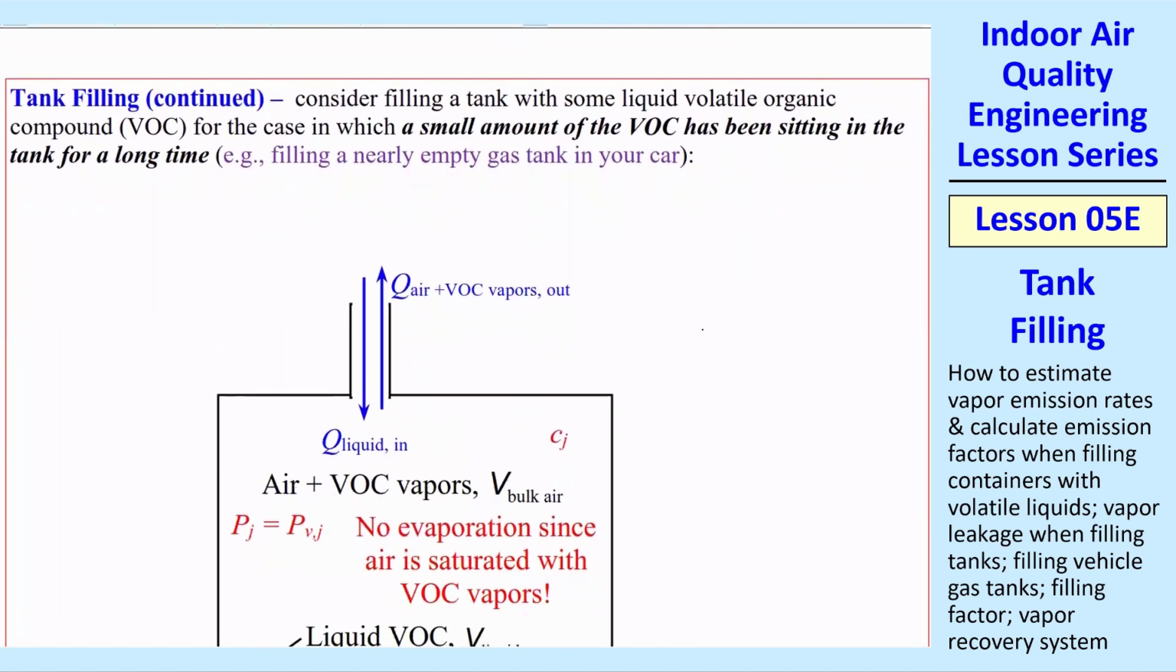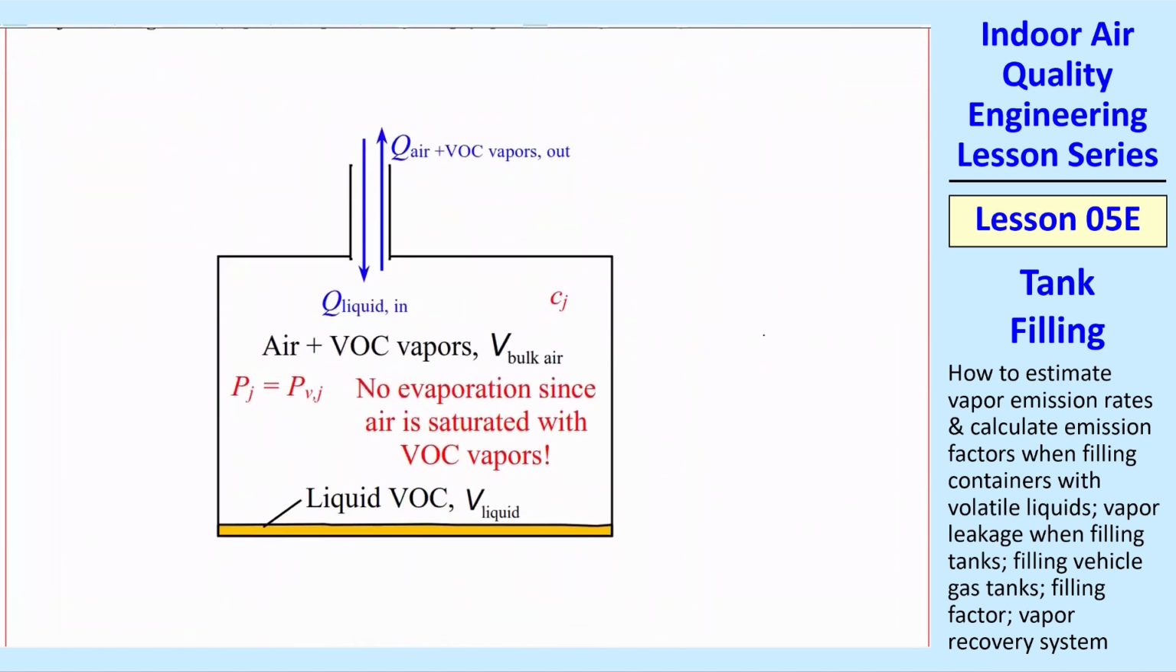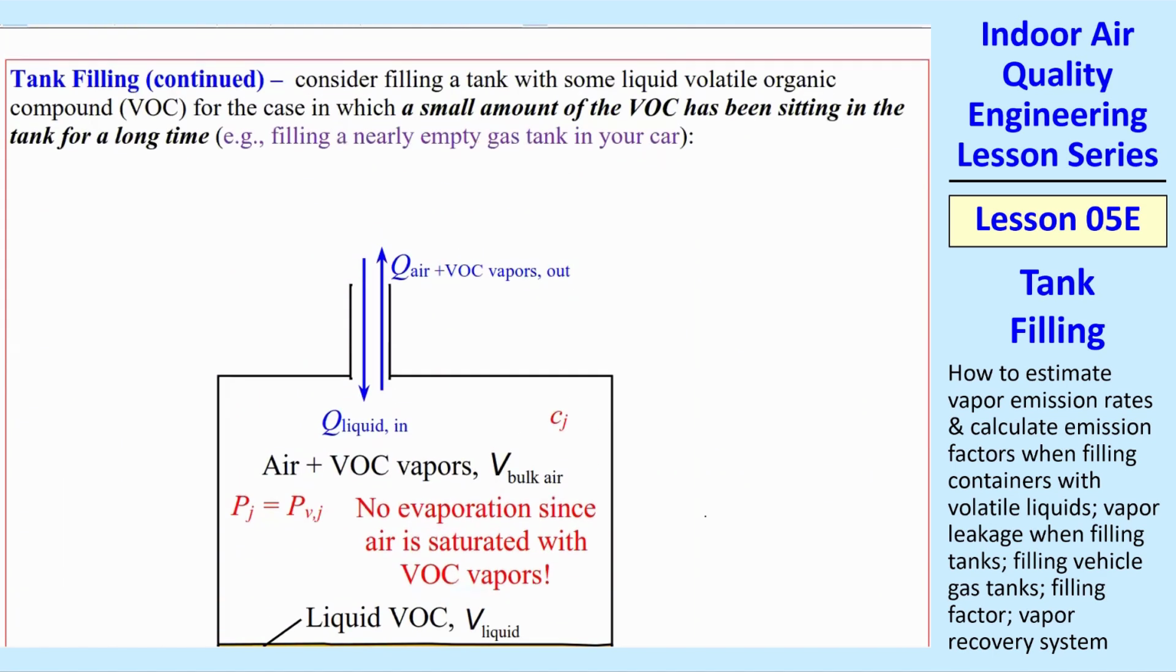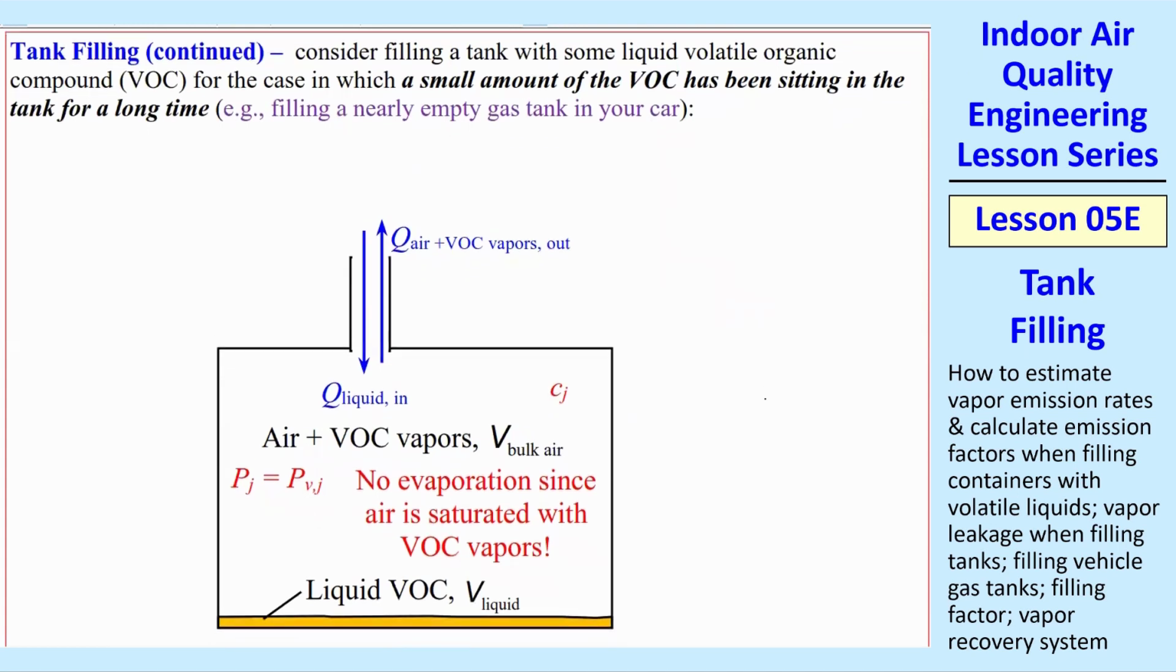If you have a tank filled with a little bit of VOC, so let's draw this again with just a little bit on the bottom there, a little bit of liquid, but it's been sitting there for a long time. A good example is your gas tank in your car. It's been sitting there for a couple days, you haven't used it, and it's closed off at the top, but there's a little bit of gas, it's almost empty. So what is the pressure, P_J, the partial pressure?